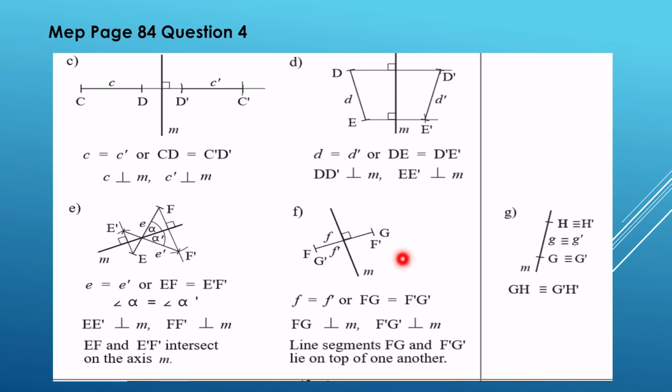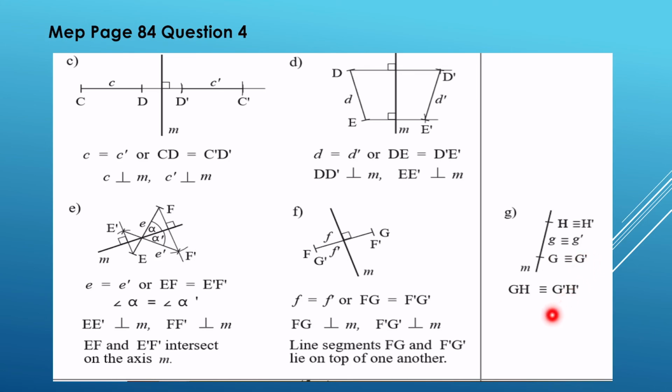This is part F. We have this segment FG that intersects the mirror line in its middle point. So the image of G will go there instead of F. So G prime is equal to F, and F prime will be equal to G because this distance is equal to this distance over here. So FG is equal to F prime G prime. FG is perpendicular to M, F prime G prime is perpendicular to M too.